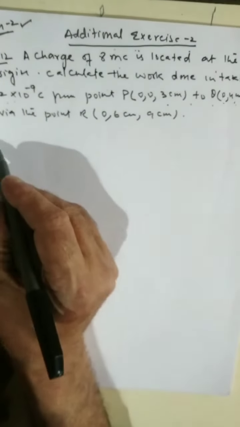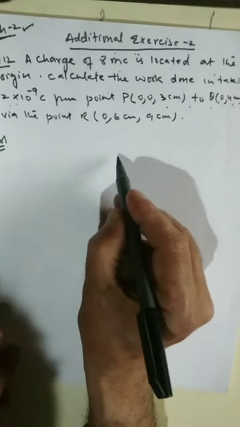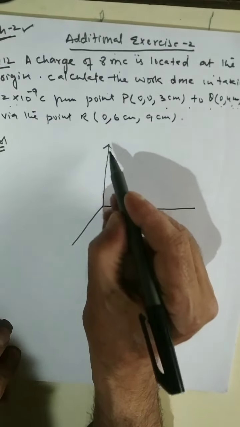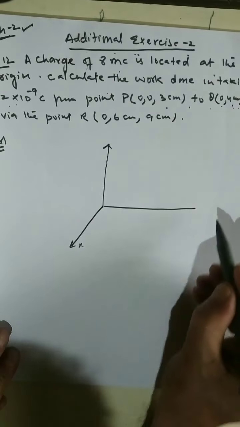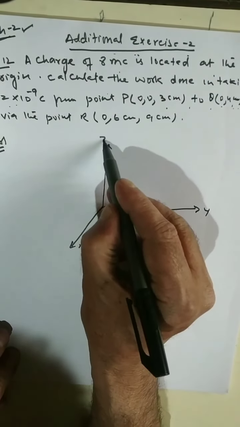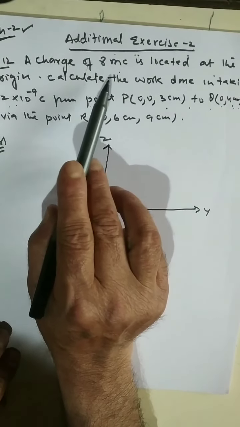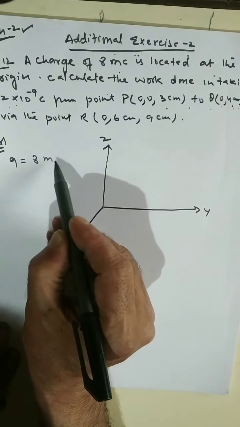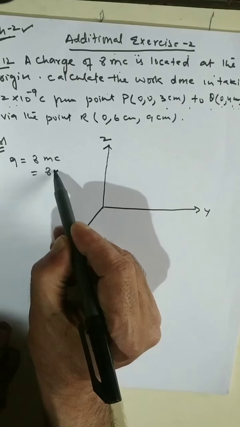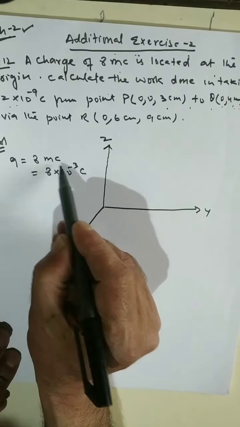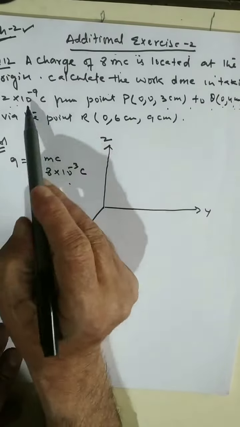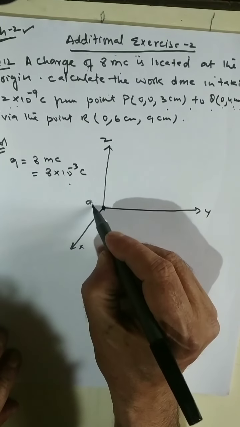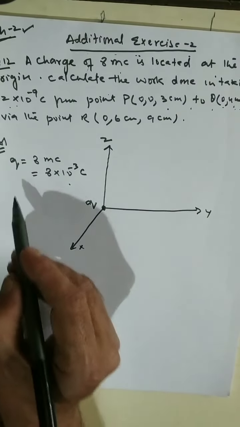Solution. Let us suppose that we have coordinate axes like this. This is the x-axis, this is the y-axis, and this is the z-axis. Now we have a charge Q of 8 millicoulomb, which is equal to 8 × 10^-3 coulomb, because 1 millicoulomb is 10^-3, located at the origin. This charge Q is at the origin. We call this the source charge.